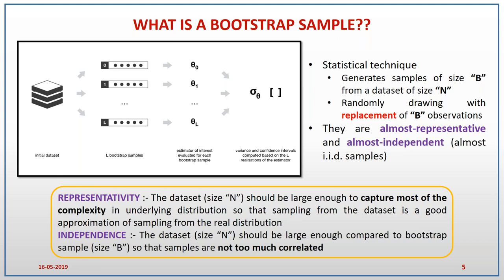What is representativity and independence? Representativity means the data set should be large enough to capture most of the complexity in the underlying distribution, so that each bootstrap sample that we generate would be a good approximation of sampling from the real distribution. And independence means each bootstrap sample that we generate should be independent from each other. There should not be any correlation between the bootstrap samples.